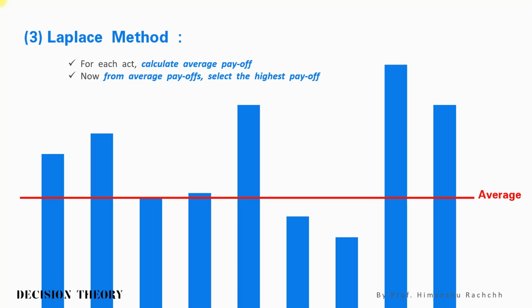See friends, in Maximax principle we select highest payoff from maximum payoffs. In Maximin principle, we select highest payoff from minimum payoffs, and in Laplace method, we select highest payoff from average payoffs. But in these three methods, probabilities are not used.